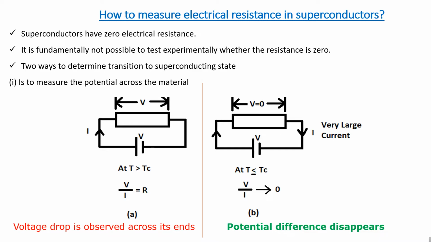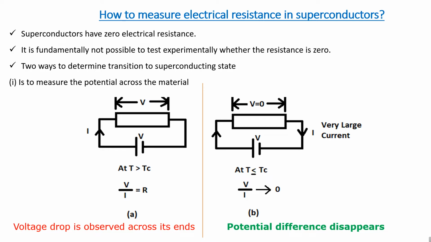We know that superconductors have zero electrical resistance. It is fundamentally not possible to test experimentally whether the resistance is exactly zero. There are two ways to determine the transition to the superconducting state. The first method is to measure the potential, that is voltage, across the material. A potential difference, V, is applied across the material.